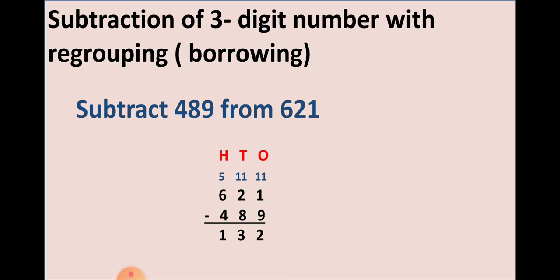Now in the hundreds column, you are left with 5 hundreds. So now you will subtract 4 hundreds from 5 hundreds and you will get 1 hundred. So you will read your answer or difference as 132.